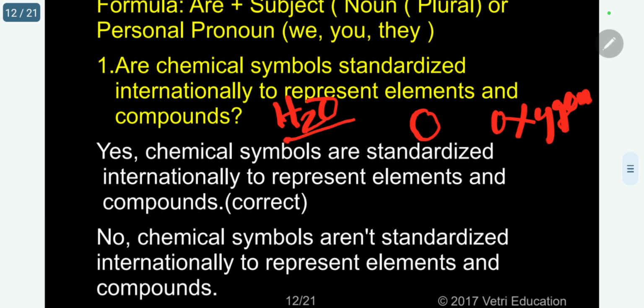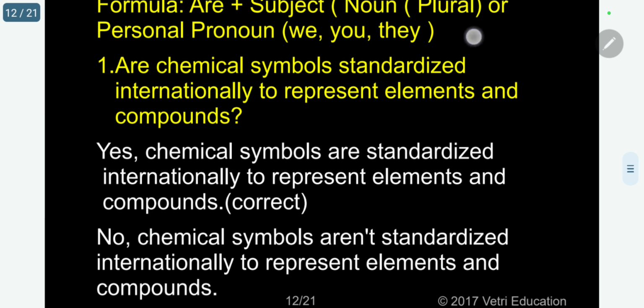So, are chemical symbols standardized internationally to represent elements? Oxygen is an element and water is a compound. Now, what is the answer? Only two possibilities. If it is yes, chemical symbols are standardized internationally to represent elements and compounds. Very simple. See here, we are putting yes, then simply you are changing, that's all.